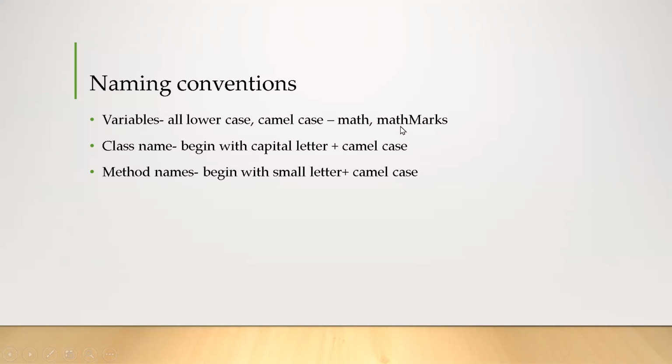This is called the camel case convention. That is, multiple words have to begin with capital letters. So that is called camel casing. Class names always begin with a capital letter along with camel case. Method names, remember this as method names. Slowly I will introduce you to methods. Method names should always begin with small letters, again following the camel case.